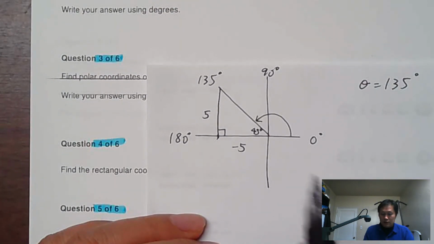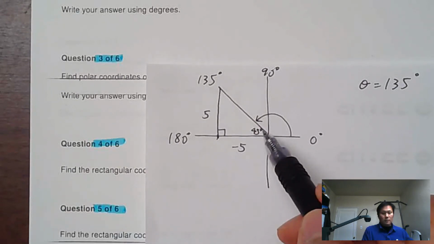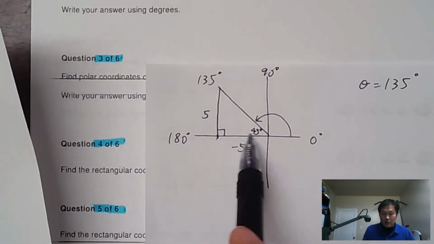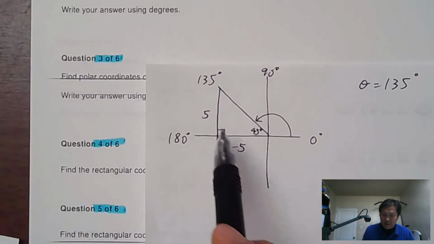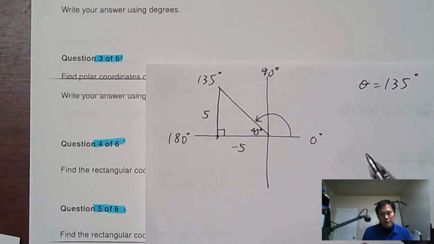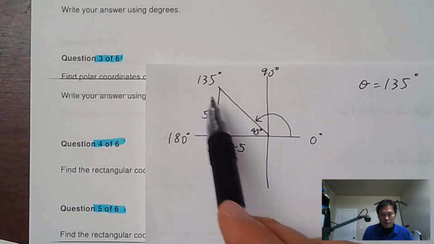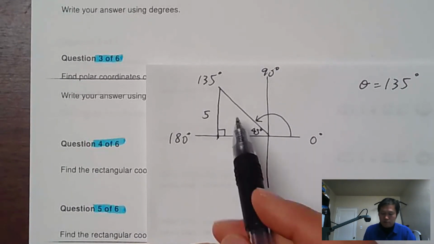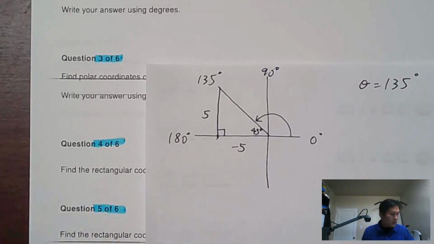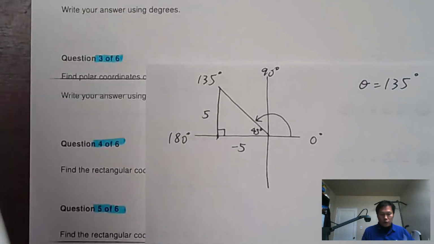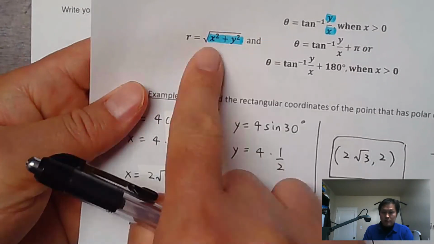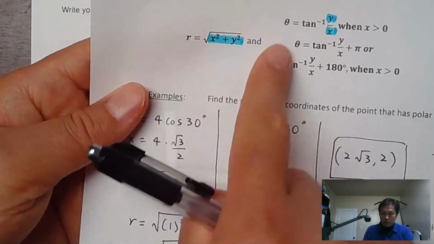And you need to find the length. This is 1 to 1 to square root 2. That's not 1, that's a 5, 5. So if you apply that ratio, you should know this is 5 square root 2. If you have a hard time finding or understanding that ratio, you just use the Pythagorean theorem or formula, which is r equals square root of x squared plus y squared. Just apply this formula.